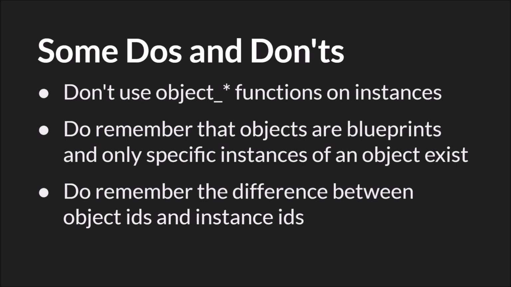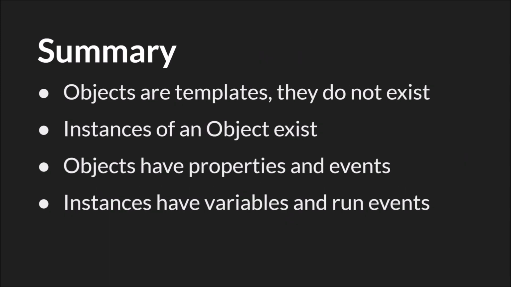Don't use object functions on instances. Do remember, though, that objects are blueprints and only specific instances of an object actually exist. And finally, remember the difference between object IDs and instance IDs. So in summary, objects are templates. They don't exist. Instances of an object exist. Objects have properties and events, whereas instances have variables and run those events.